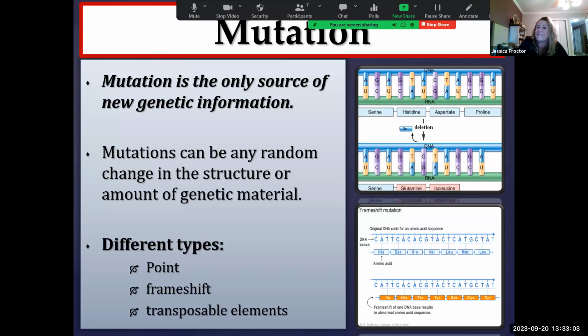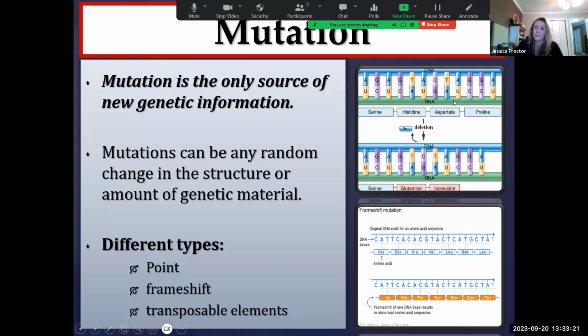And then during translation, the ribosomes are going to read that messenger RNA strand codon by codon and then determine what amino acid is being coded for. So that UCU codes for serine. The CAU codes for histidine.